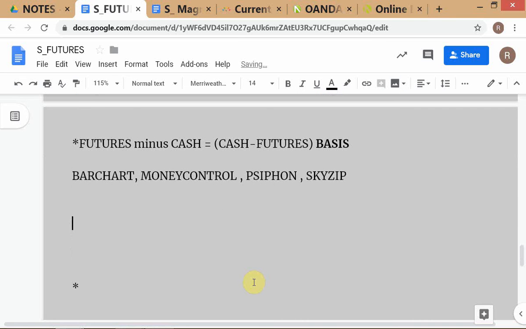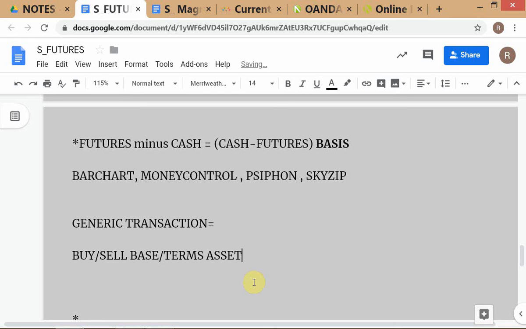Okay, so what you're doing is a generic transaction: buy or sell, in base terms, the asset near date versus far date. Has everyone followed the format of my writing?